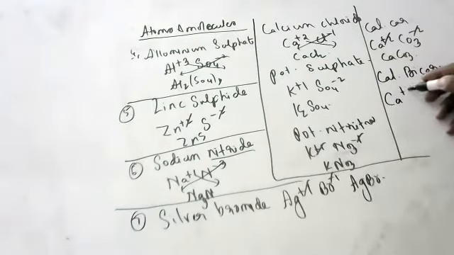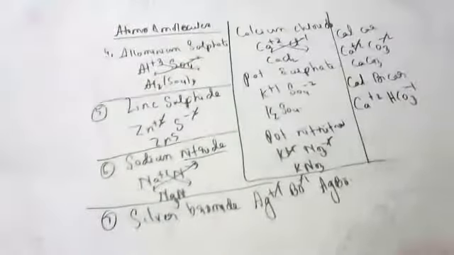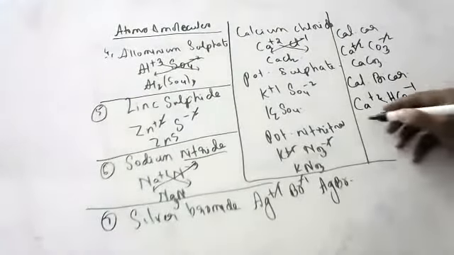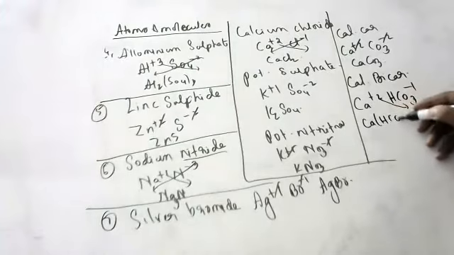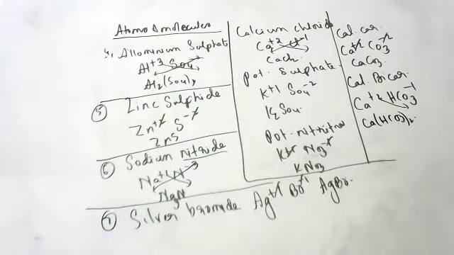Calcium bicarbonate. Ca plus 2, bicarbonate HCO3 minus 1, children. Bicarbonate means HCO3 taken twice. Ca(HCO3)2, calcium bicarbonate. Children, I think you forgot all the cations and anions.